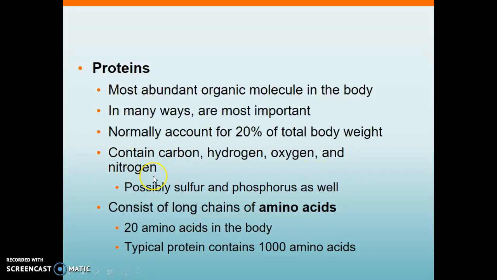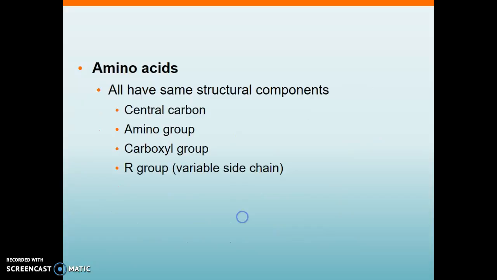And when we're processing proteins, we have to get rid of that nitrogen. That's why our urine contains high amounts of nitrogen. So proteins are long chains built up of amino acids. In the body, there's 20 different amino acids. You do not have to know your amino acids, but our typical protein contains about 1,000 amino acids.